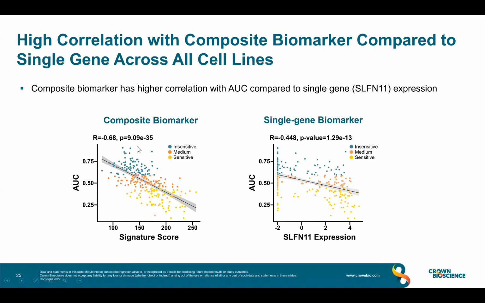Then, if we compare the composite biomarker panel with the single gene biomarker, that is SLFN11 expression, it is very clear that the composite biomarker shows much better correlation with AUC, because many cell lines are not expressing SLFN11 at all. By using multiple genes, we can strengthen the predictive power, especially in large datasets.